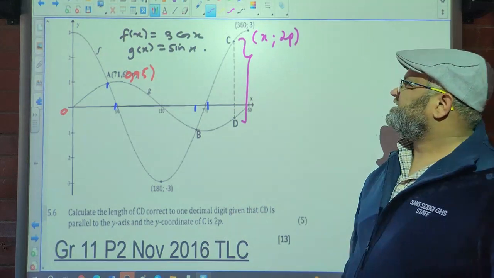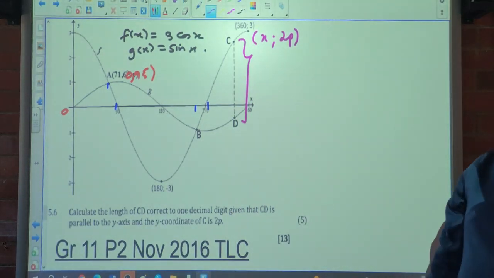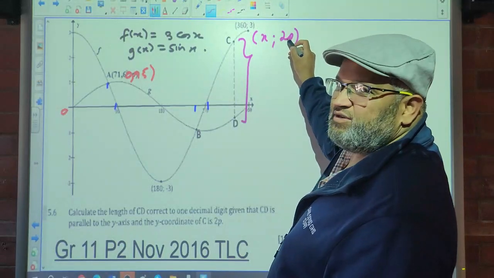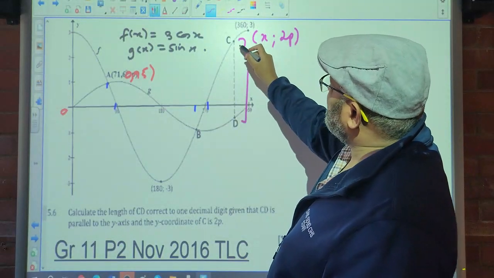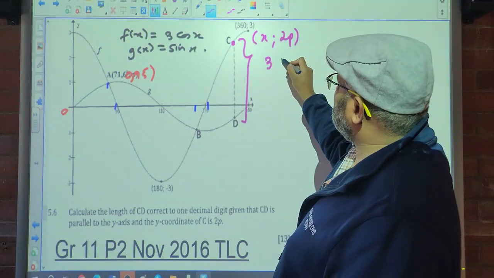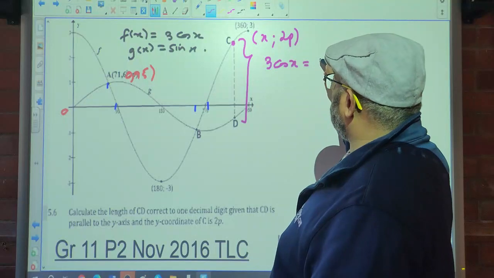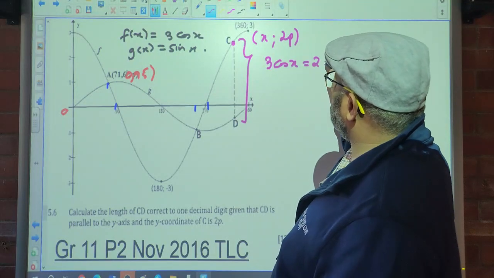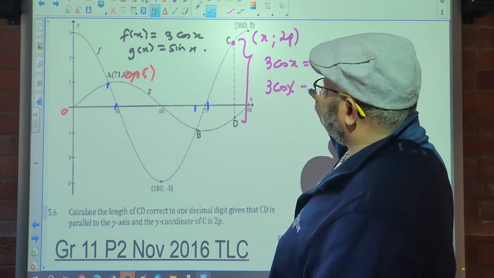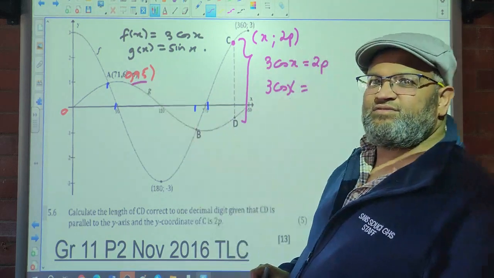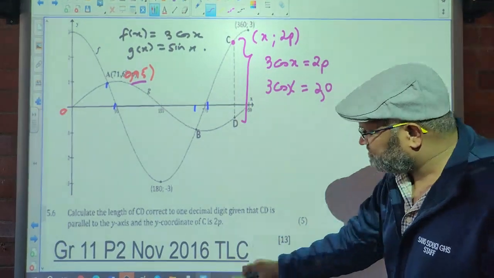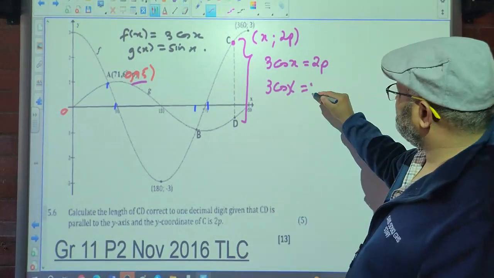The y value of C is 2p. So of course, I can work out this y value here. Okay, so I can only use the f of x graph, so that's on f of x. So 3 cos x is equal to 2p. And what is p in this case? P is 0.95. Can you see that? So it's 2 times 0.95.